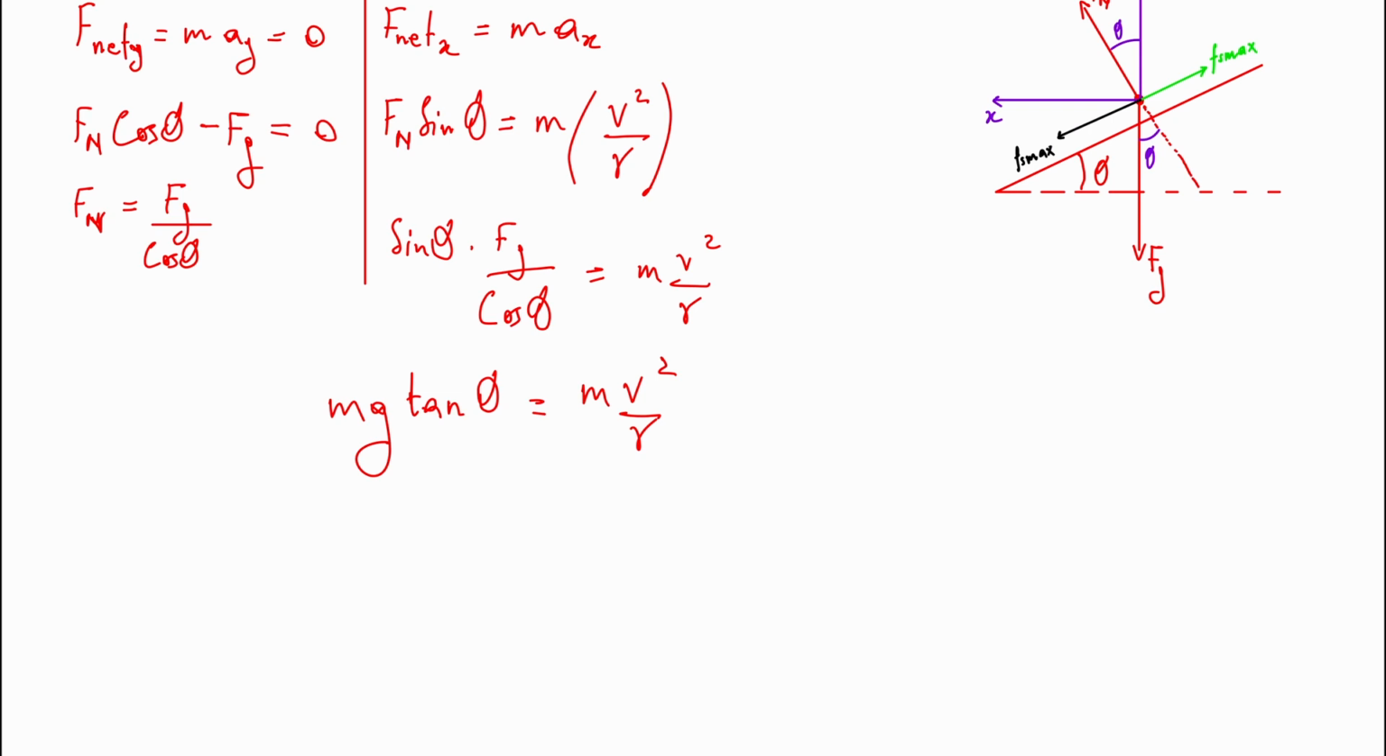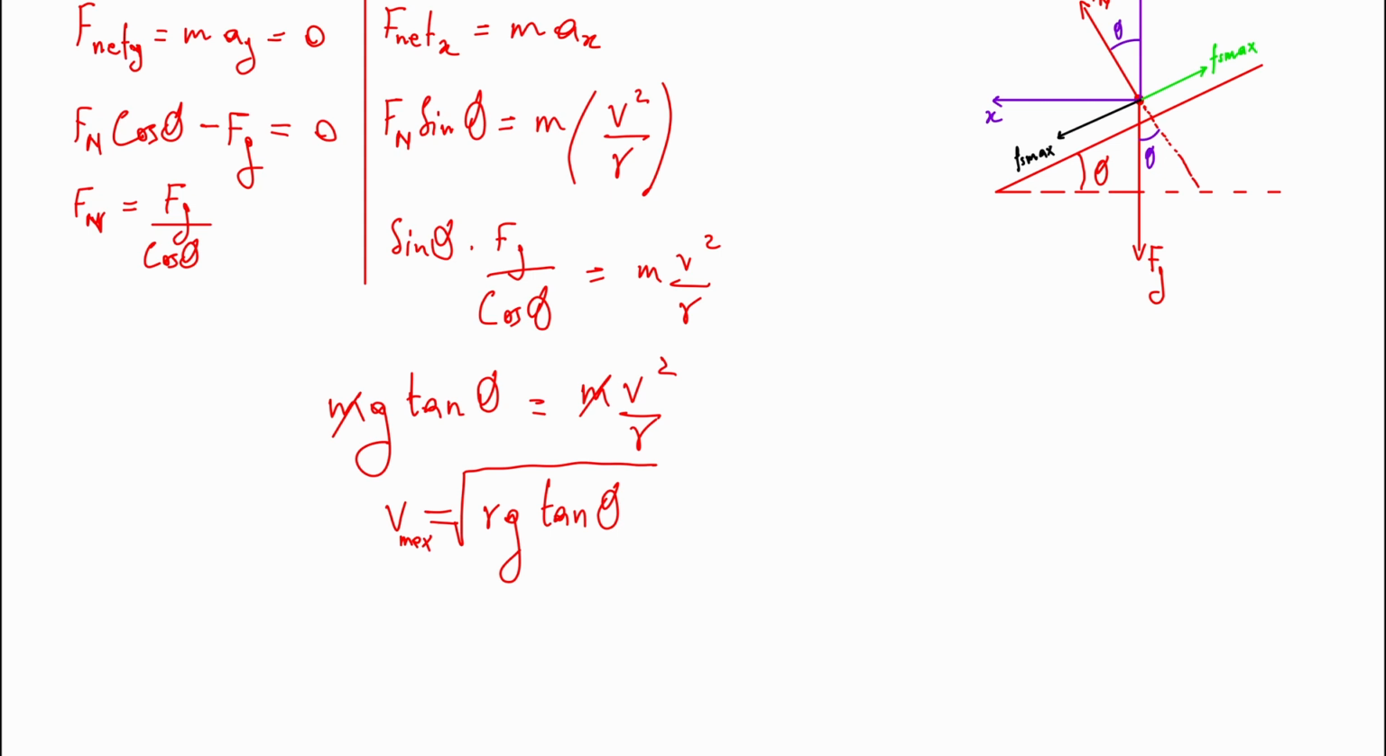And then we can essentially cancel these two guys out and learn that the speed that the car needs to maintain in order to go around such a turn is going to be given by the square root of r g tan theta. And I should say that this is the maximum speed that the car should maintain in order to go around this turn. Notice here that one of the key things is that we didn't have friction.